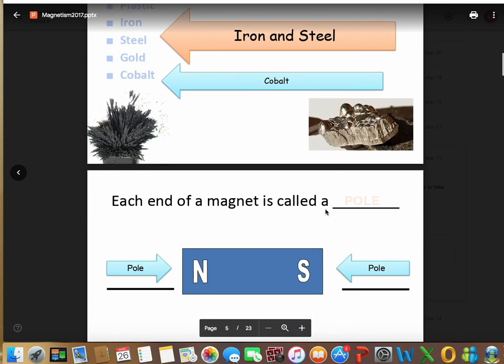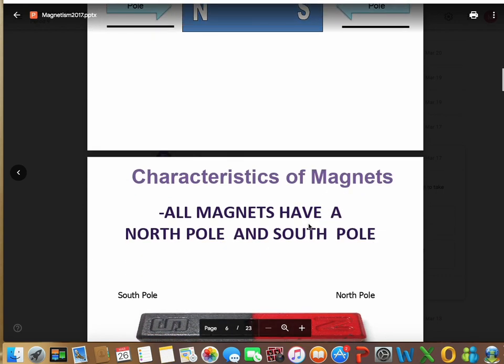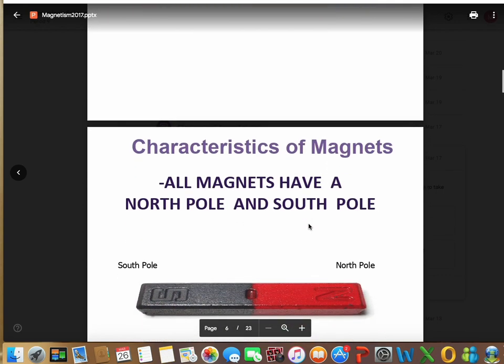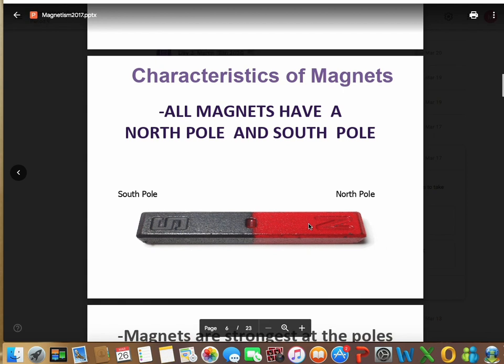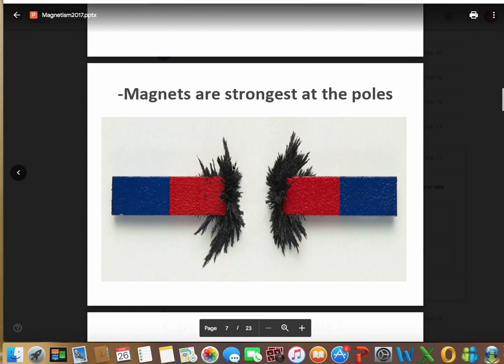Each end of a magnet is called a pole. So the poles are north and south. Characteristics of magnets. All magnets have a north and a south pole. Those are the 2 pieces that have that attractive force. Now, magnetism is a non-contact force. It's invisible. It doesn't need to touch anything. The magnets are the strongest at the poles.